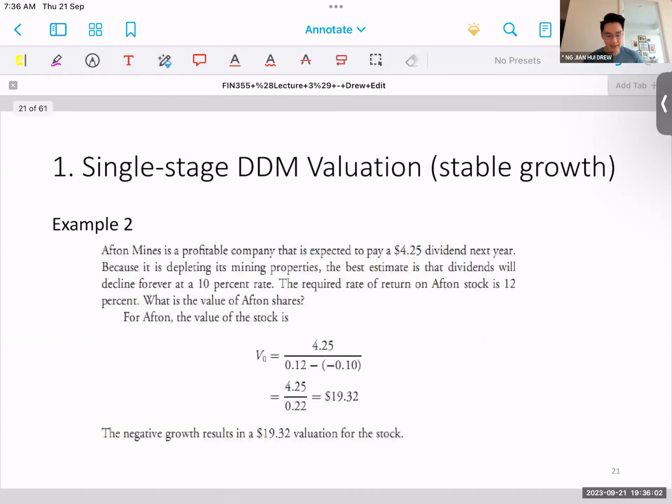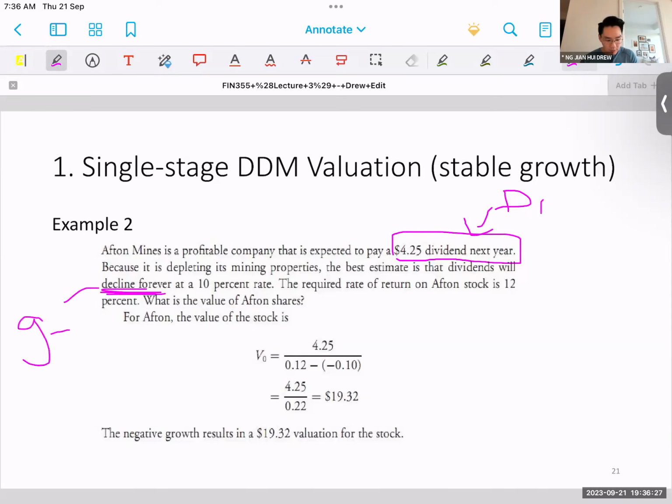Okay, so we have another question here, very similar. Again, what do we have here? The company is profitable, it will pay this dividend next year. Okay, so this is important. So this is really a D1. Because it's depleting its mine property, the best estimate is that its dividend will decline. So we are looking at a negative g. So g equals negative 10%.